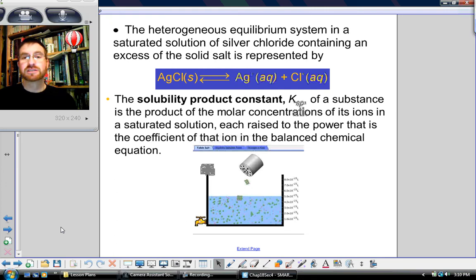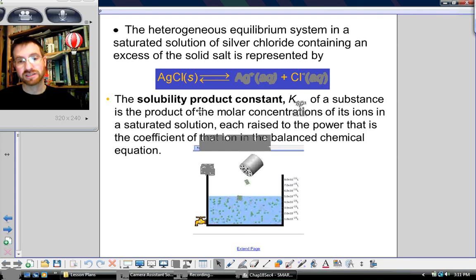The heterogeneous equilibrium system in a saturated solution of silver chloride containing an excess of the solid salt is represented by AgCl breaking down to give us Ag+ and Cl−, but also those ions recombining to form AgCl. The solubility product constant, Ksp, of a substance is the product of the molar concentrations of its ions in a saturated solution, each raised to the power that is the coefficient of that ion in the balanced chemical equation. So in other words, it's the same thing. Notice that we'll never put the reactants in because the reactant will always be a solid.